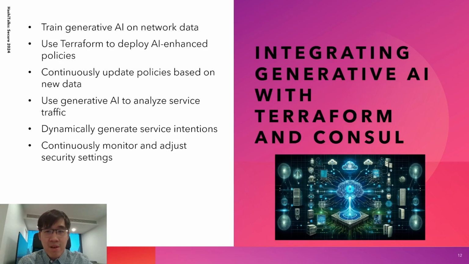So it really is a bit of a process that we go through in integrating generative AI with Terraform and Consul. It goes through a 6-step process. First, we look to train generative AI on the network data that we have. Network data, as you are already familiar, might be captured in different ways. It might be captured based on your cloud provider. It might be captured based on your own usage.